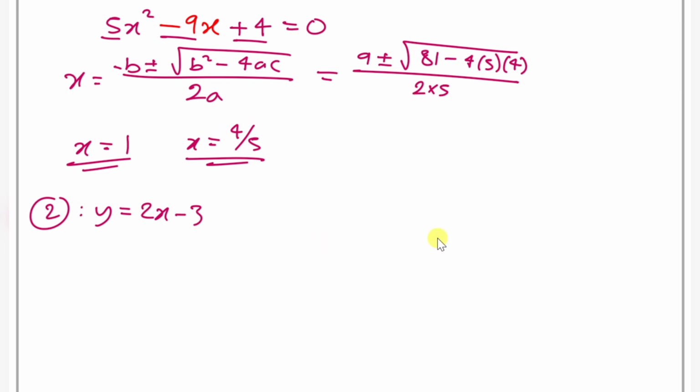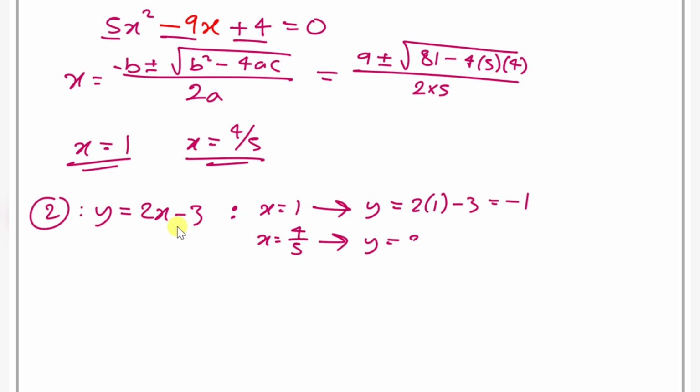So you can say, when x equals 1, y equals, so it's basically going to be 2 times 1 minus 3. And that should give us literally minus 1. And same thing here, when x equals 4/5, y equals 2 times 4/5 minus 3. Do the same thing, 2 times 4/5, and you should get minus 7/5. So all your values are found.